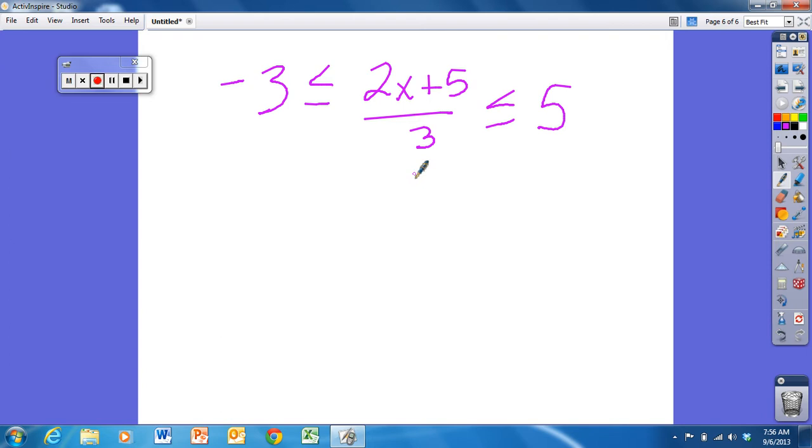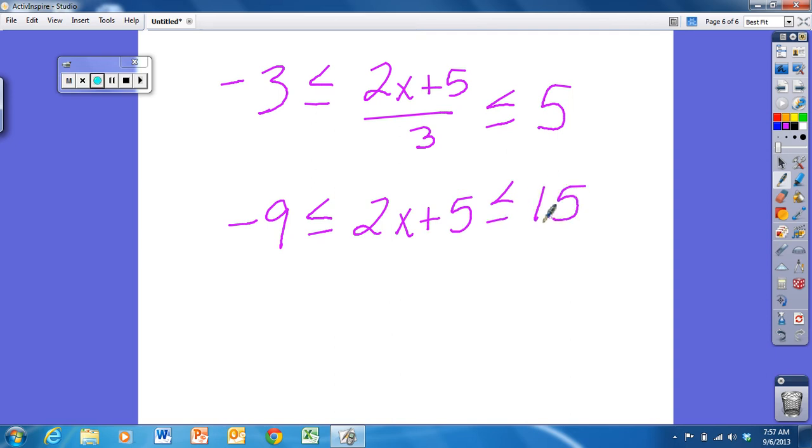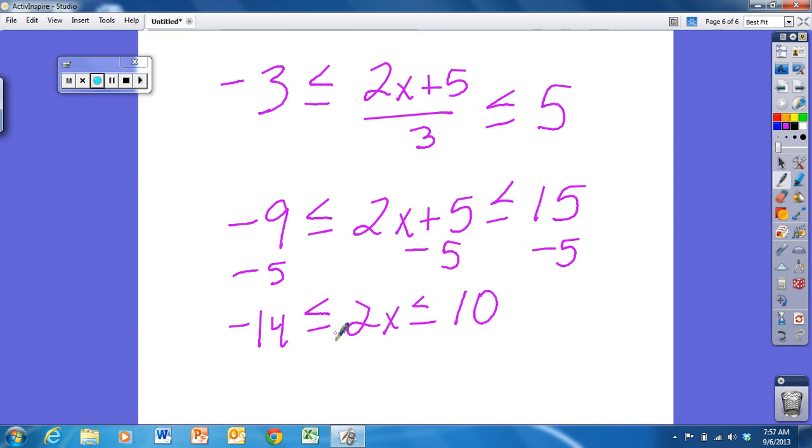Welcome back. So, in order to solve this, we want to multiply through by 3. So I'm going to multiply this by 3 and this by 3. So I get negative 9 is less than or equal to 2x plus 5 is less than or equal to 15. Now I'm going to subtract 5 from both sides. And you get negative 14 is less than or equal to 2x is less than or equal to 10. Divide everything by 2. Now it's not a negative 2, so I don't have to flip any signs. Negative 7 is less than or equal to x is less than or equal to 5.